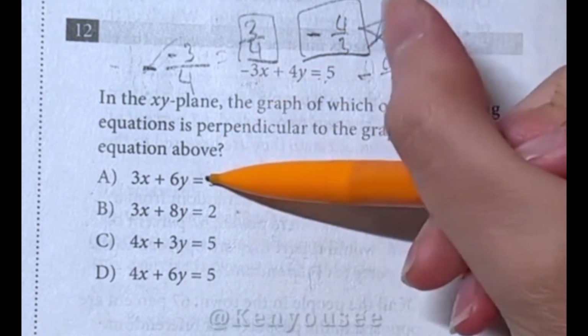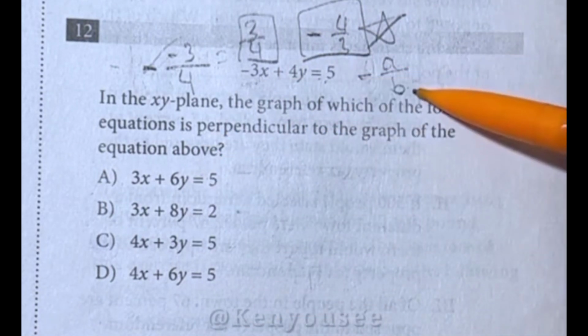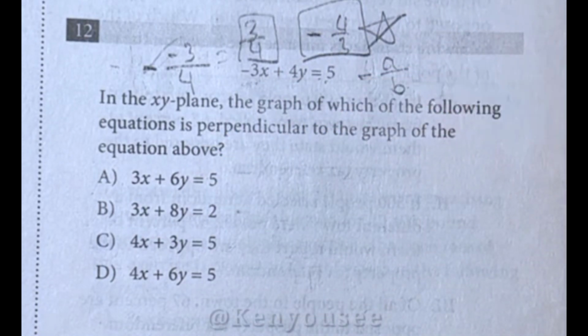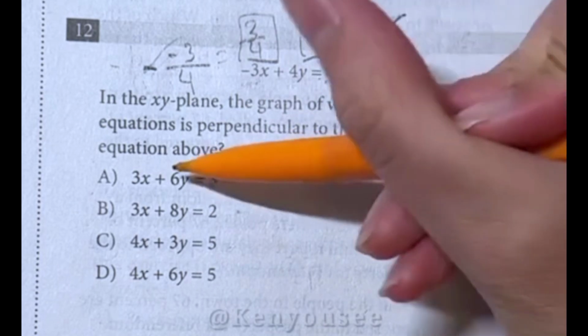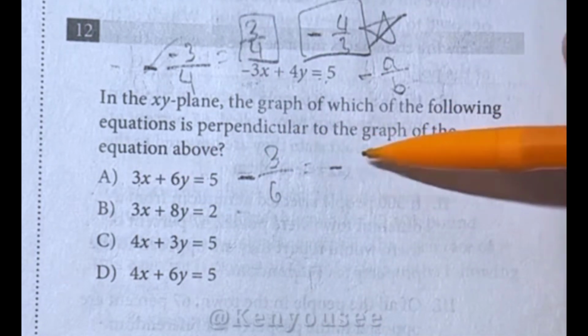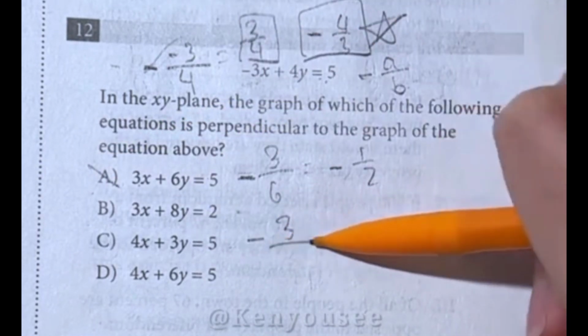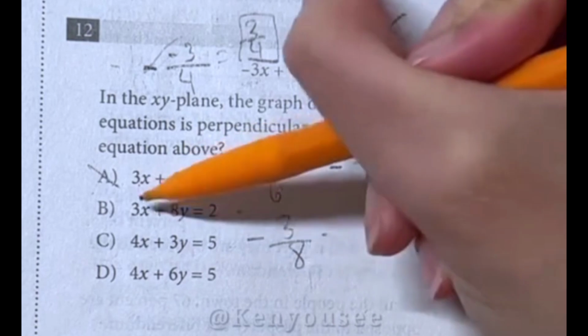So let's go to answer choice A. All of these equations are written in the form that I wanted, where I could apply the formula. So I just apply the formula. It's going to be negative, our a value is 3, and our b value is 6. That simplifies to negative 1/2, so that's not the answer. And for B, the a value is 3, our b value is 8. That's not our answer either.